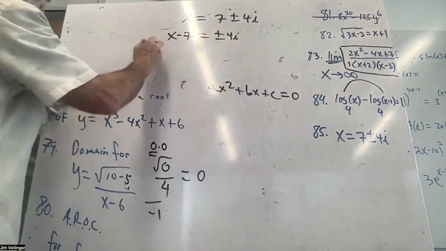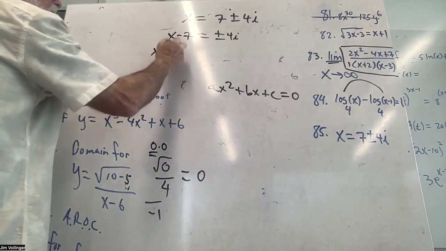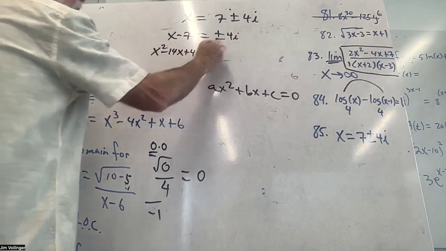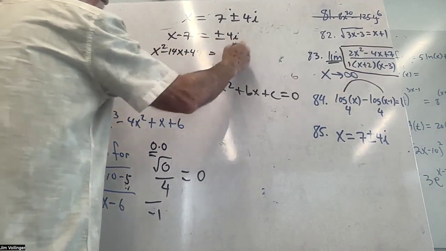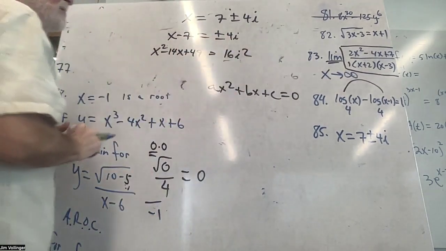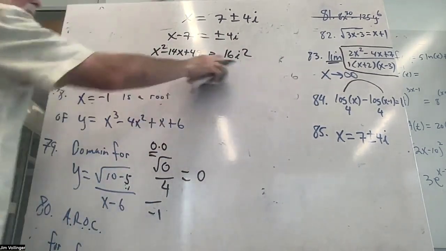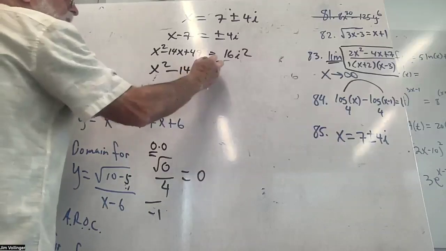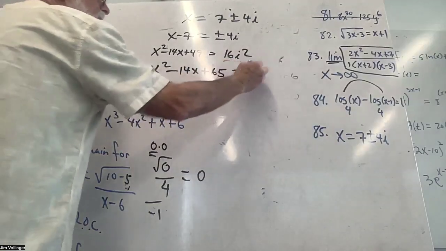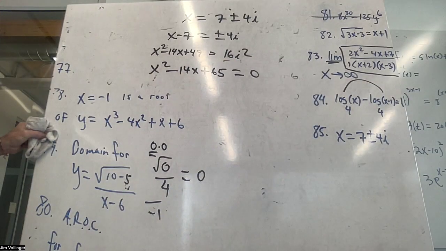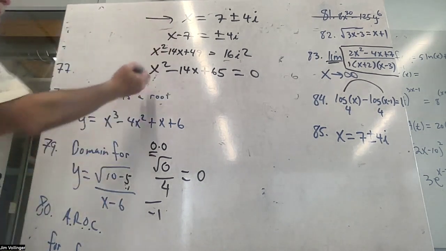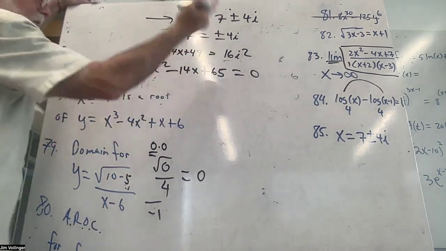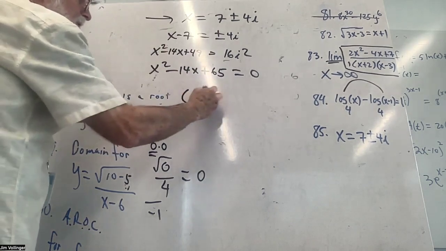I'm going to square this. X squared minus 14x plus 49 equals this thing squared, which is 16i squared. And 16i squared is negative 16. So I'm going to bring 16 over, and I'm going to get x squared minus 14x plus 65 equals 0. Now, just to prove that that's the answer, I'm going to complete the square, which is putting this in graphing form. But I'm going to do it this way.